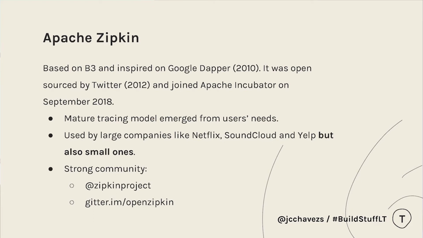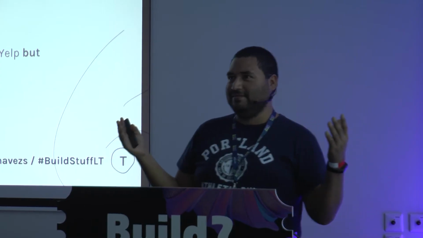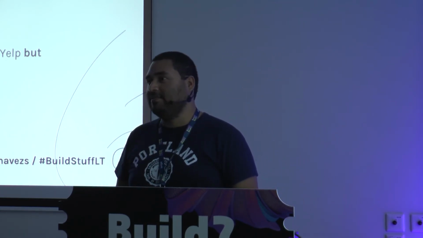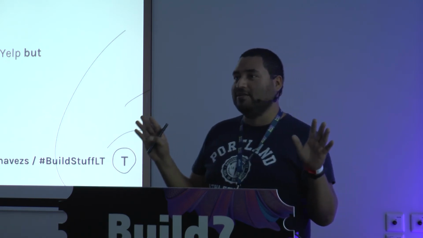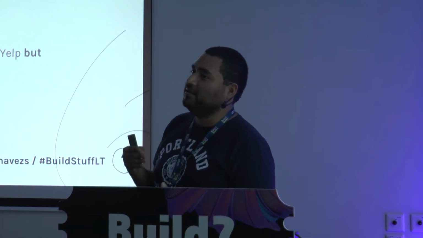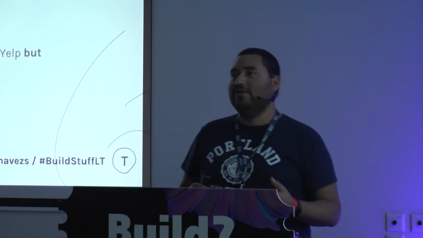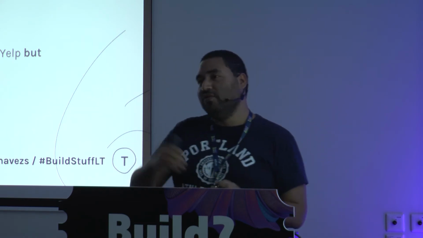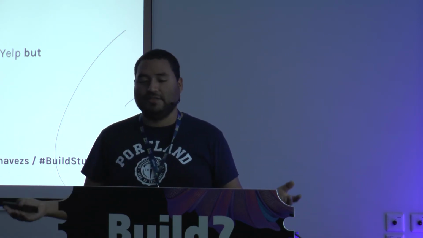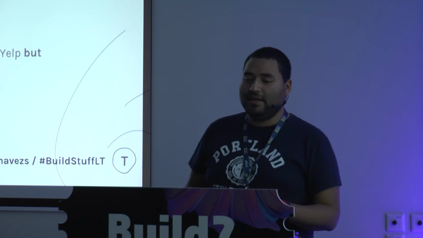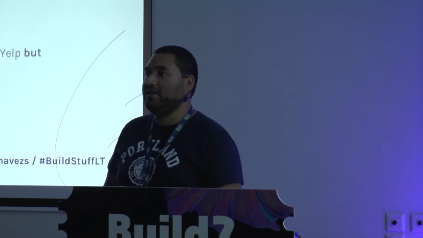It's based on B3. B3 was a former distributed tracing tool built at Twitter in 2010 or something like that. It's inspired by Google Dapper, which is a paper that Google published in 2010. In Google Dapper, Google explains what the challenges were and what approaches they had for solving distributed tracing while they were moving to a distributed system architecture. It was open sourced by Twitter in 2012, and this year just joined the Apache Foundation.